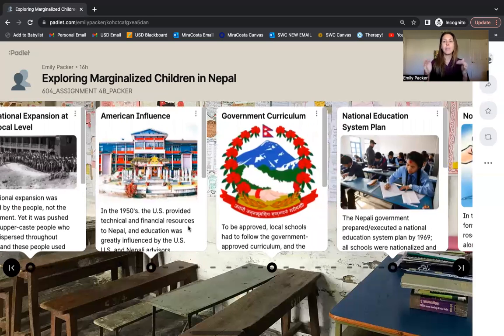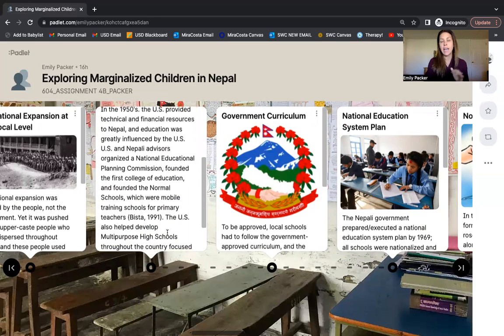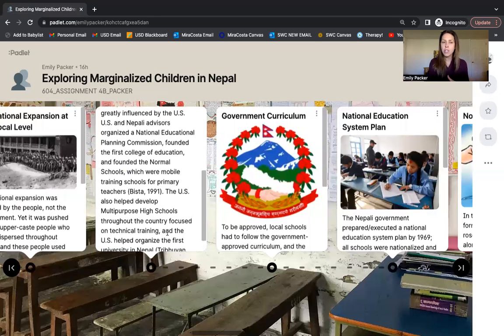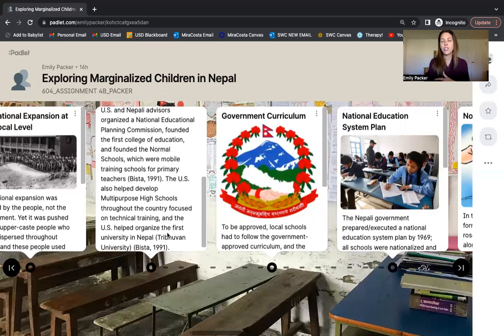Interestingly, at this time, the Americans had a huge influence over Nepal in terms of where the education system went. So the U.S. in the 1950s, after the revolution, provided the technical and financial resources to Nepal, and then also joined with Nepali advisors to talk through education in a federal sense. So what happened was they organized the National Education Planning Commission. They founded the first College of Education. And when I say they, I mean Nepali and American advisors together.